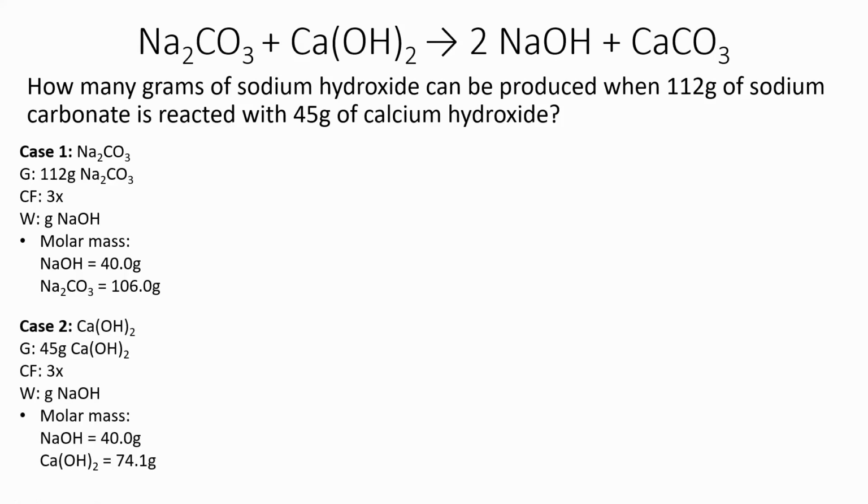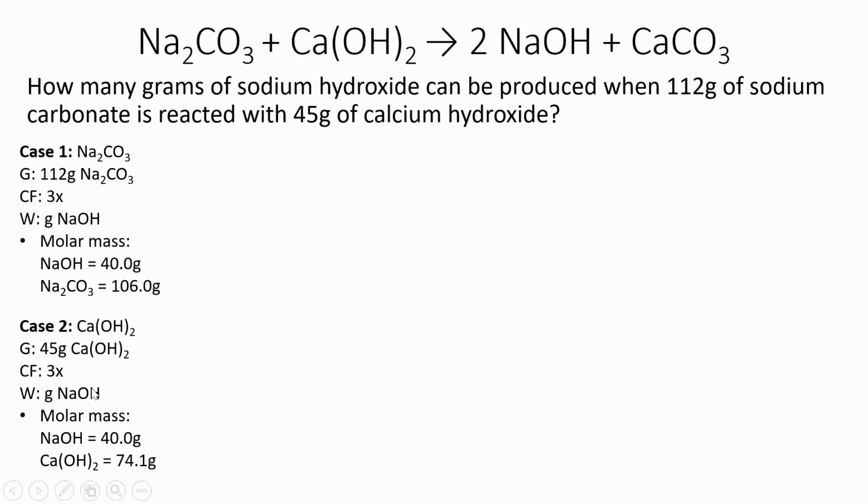Okay, so case 2, calcium hydroxide. We're given 45 grams of calcium hydroxide. We want to find a mass of sodium hydroxide as well. And those are the relevant molar masses. So these are the 2 scenarios, but only one of them will actually happen. And whichever one happens is what we call the limiting reactant.